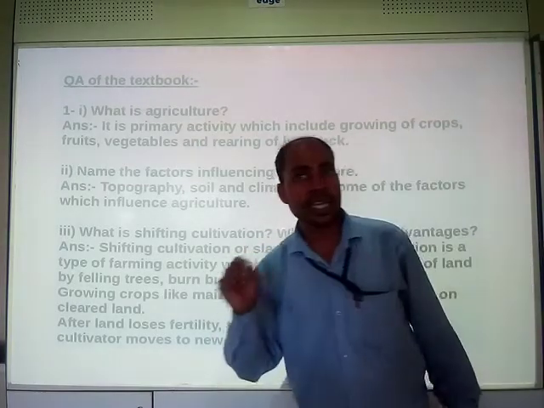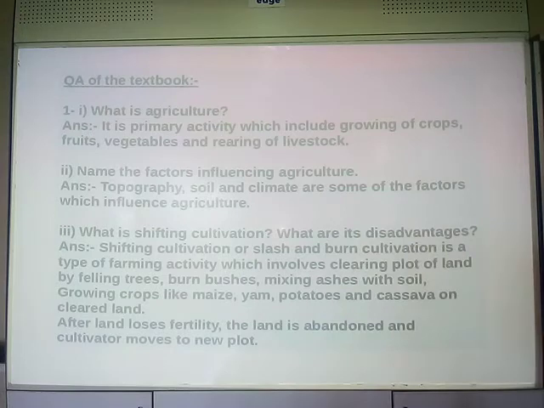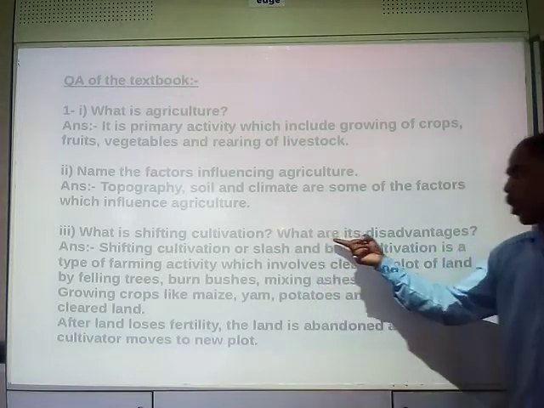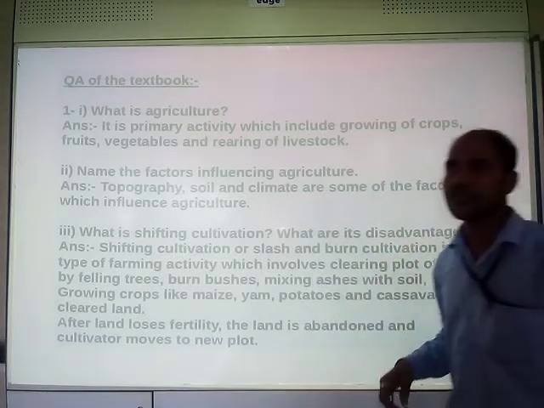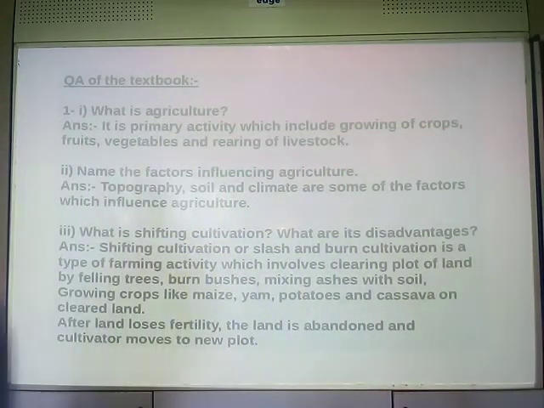Your third question is, what is shifting cultivation? From the very beginning I am telling you, shifting cultivation, very important question. And another question is attached to it, what are its disadvantages? That means you have to first define shifting cultivation and then you also have to say what are its disadvantages.